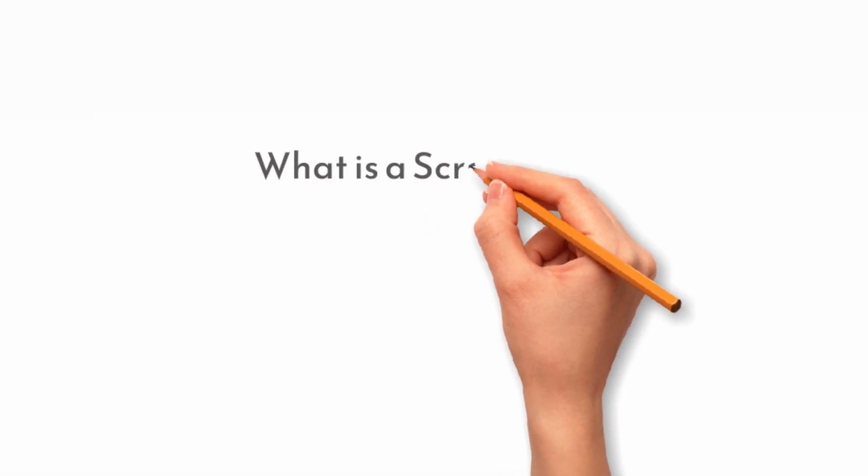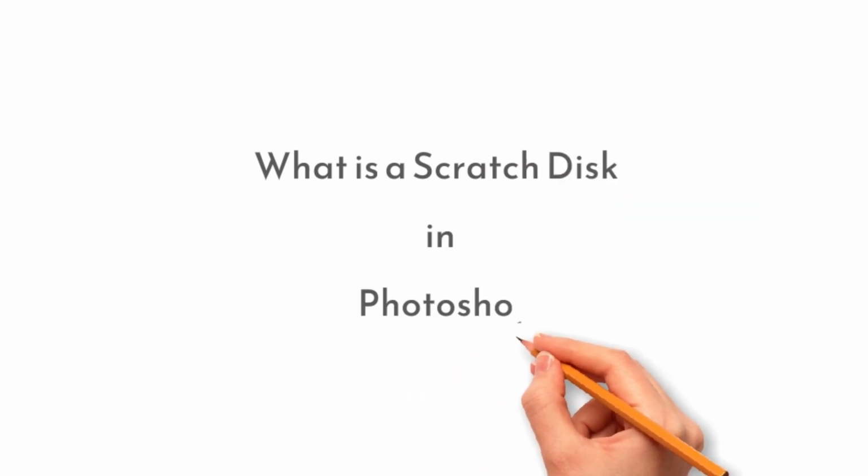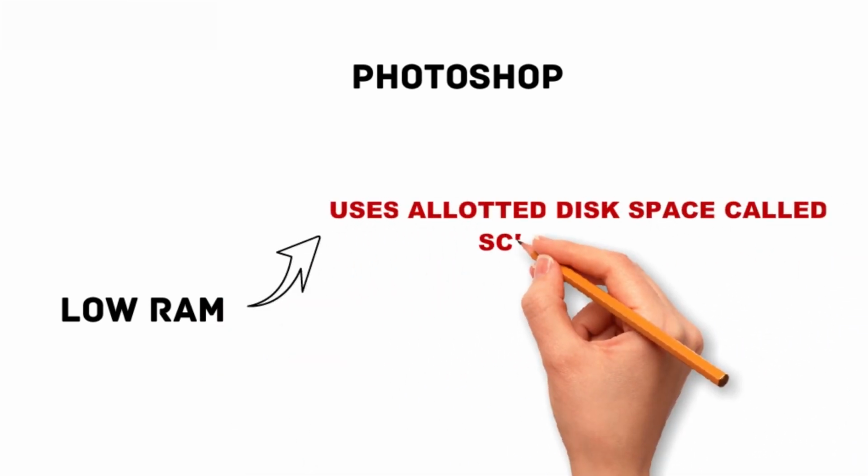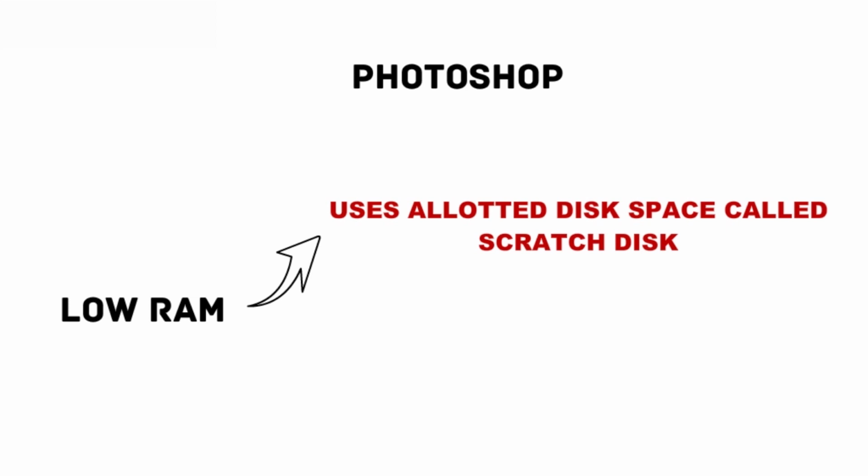First and foremost, you have to know what you mean by scratch disk. When Photoshop doesn't have sufficient RAM to complete a task, it utilizes your allotted hard disk space. This allotted disk space is called scratch disk. You have to clear your scratch disk space. You have to do that in two ways.